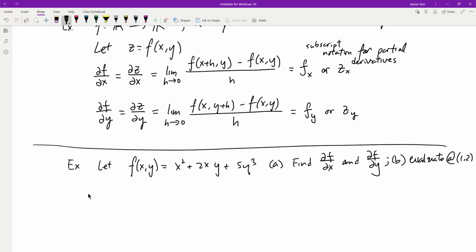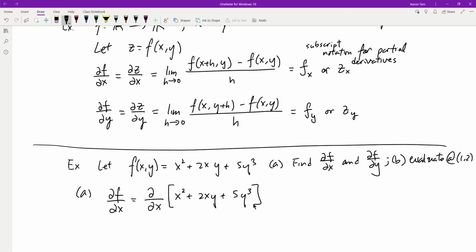So let's do part A. To find df over dx, what I basically do is take the partial derivative, d over dx. That's called differentiating, the process of finding the derivative of something. So I'm going to take the derivative of f, which is x squared plus 2xy plus 5y to the third.